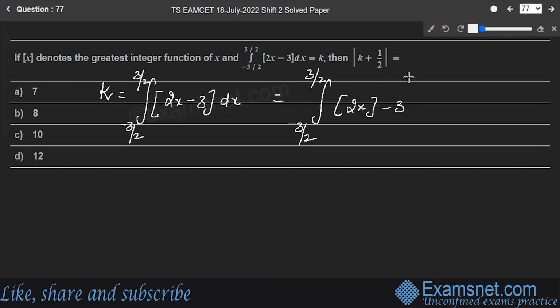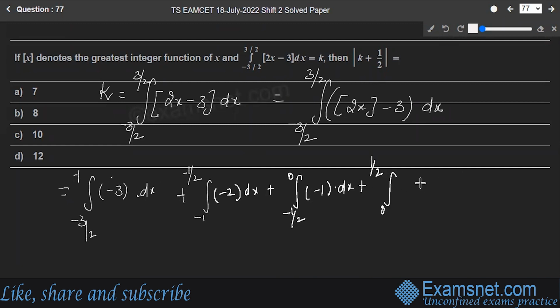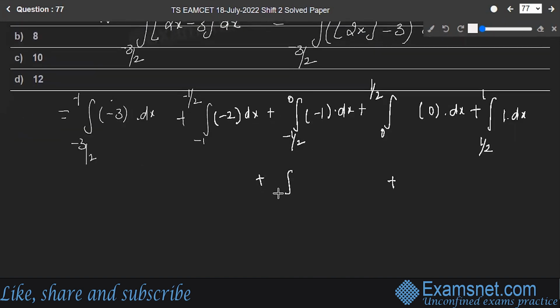Because 3 is a constant, I'll take it outside. Now you can write it as the integral from minus 3 by 2 to minus 1 of minus 3 dx, plus the integral from minus 1 to minus 1 by 2 of minus 2 dx, plus the integral from minus 1 by 2 to 0 of minus 1 dx, plus the integral from 0 to 1 by 2 of 0 dx, plus the integral from 1 by 2 to 1 of 1 dx, plus the integral from 1 to 3 by 2 of 2 dx, minus this.